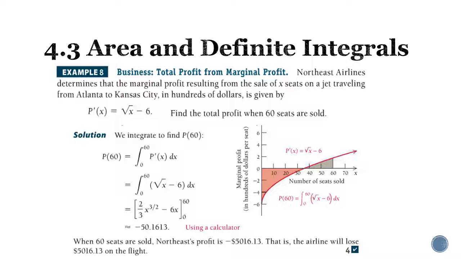Okay, so we're going to integrate, and then we're going to go from 0 to 60. And when we do that, that accounts for our loss, because there's going to be a time when, if you don't sell enough tickets, you're actually taking a loss all the way into profit. And at 60, we get negative 50.1613. So they're actually losing money on the flight if 60 seats are sold.